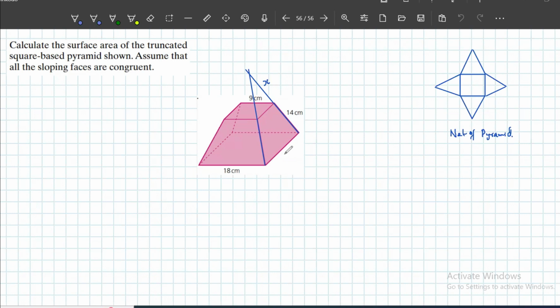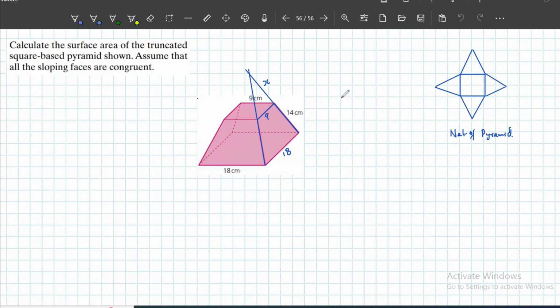And the base length, as you can see that it's a square, so it is 18. This one is 9. If we connect this length as well, like this one. So if I use the concept of similar objects, if we have two similar objects, then their corresponding lengths are proportionally equal.